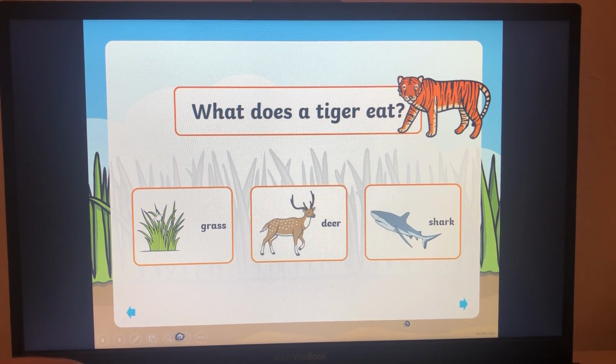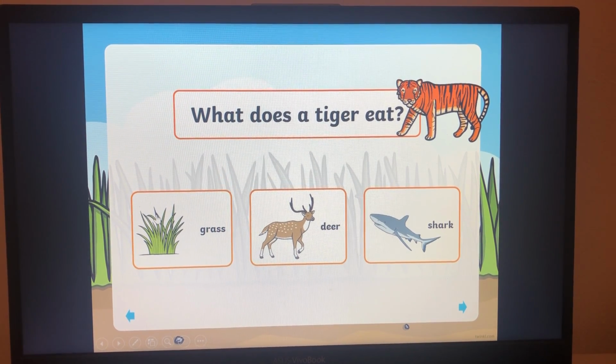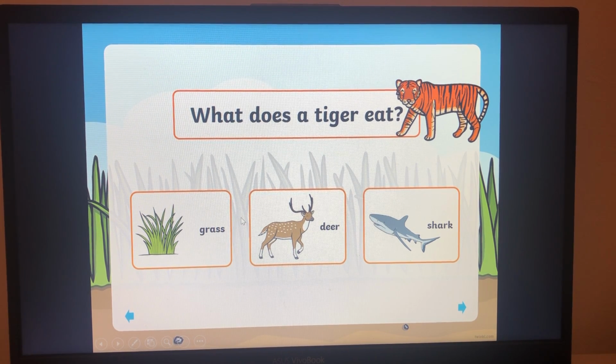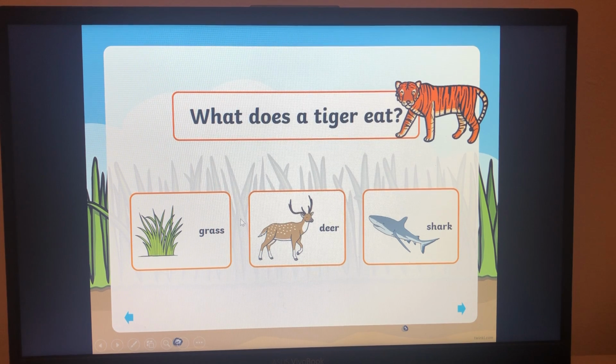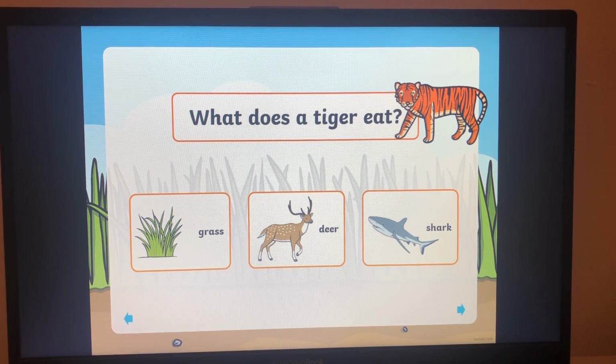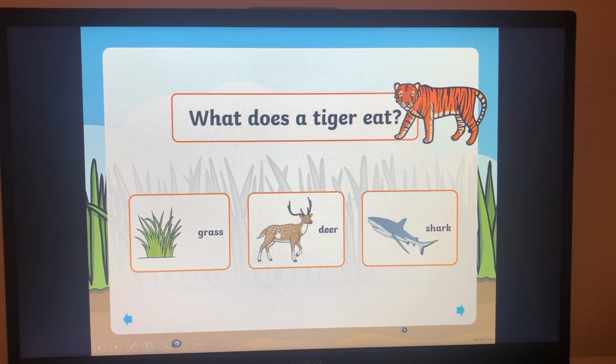The next question says, what does a tiger eat? Does a tiger eat grass? Does it eat deer? Or does it eat a shark? Write down the answer, please. And we know the answer to this question is deer.